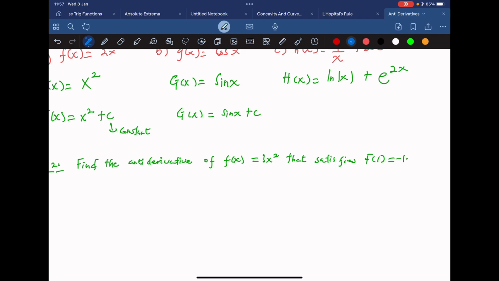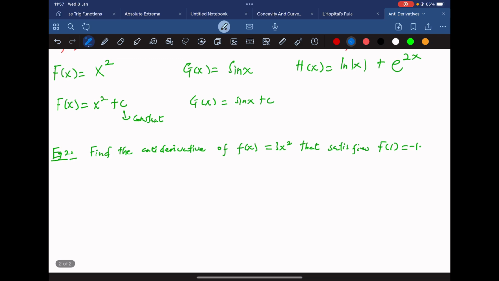Now with this question, what you have to do is, first of all, we want to find our capital F of x. So we have to ask ourselves this question: which function do you think that if we differentiate, we end up getting 3x squared? So we know that if we differentiate x cubed, we're going to get 3x squared, right? But the general antiderivative form, we have to add a c.